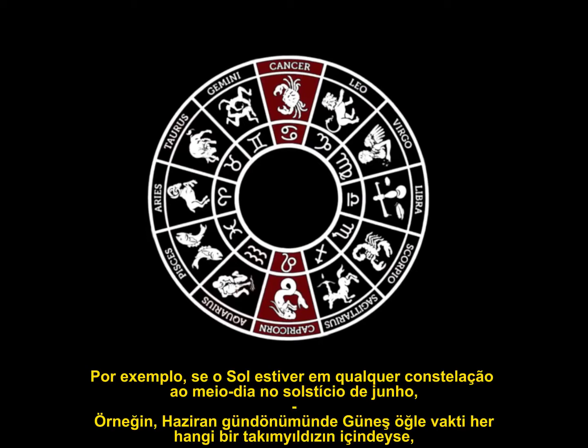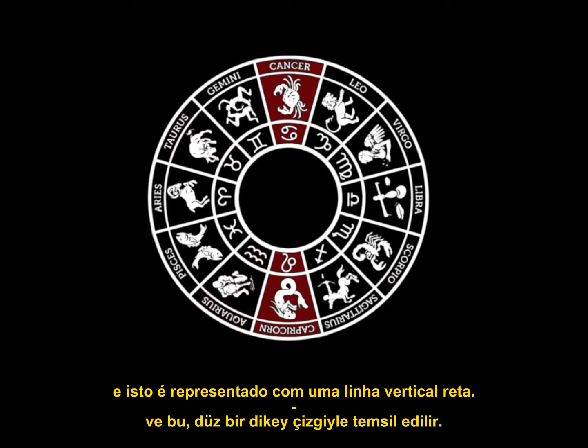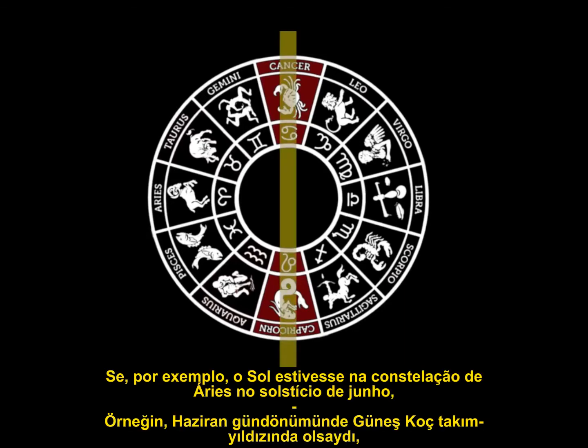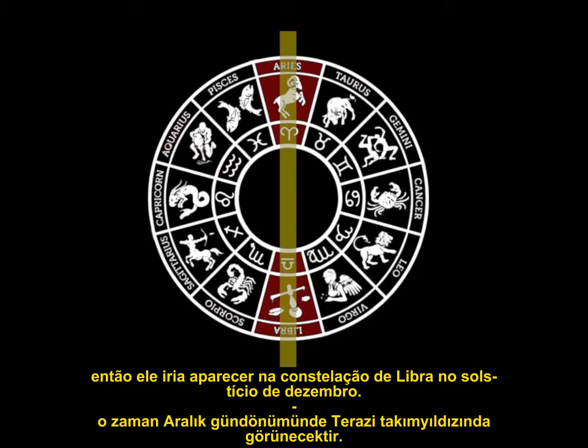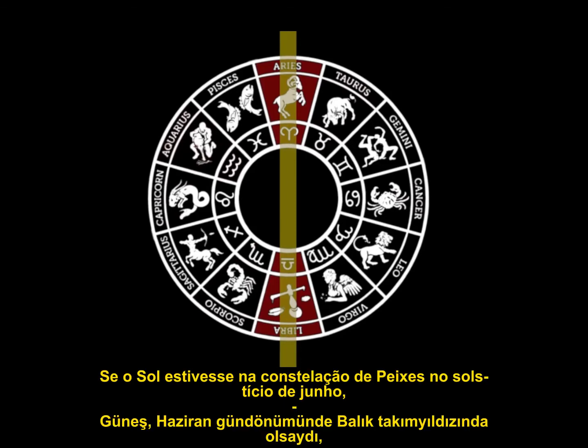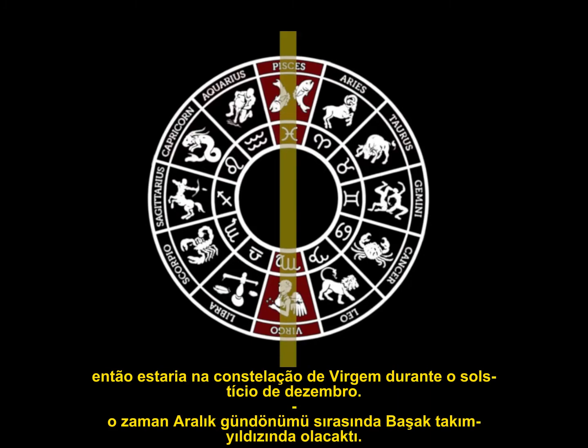For instance, if the sun is in any given constellation at solar noon on the June solstice, then its counterpart on the December solstice will always be in the constellation opposite to the June sign. And this is represented with a straight vertical line. If, for instance, the sun was in the constellation of Aries at the June solstice, then it will appear in the constellation of Libra in the December solstice. If the sun was in the constellation of Pisces at the June solstice, then it will be in the constellation of Virgo during the December solstice.